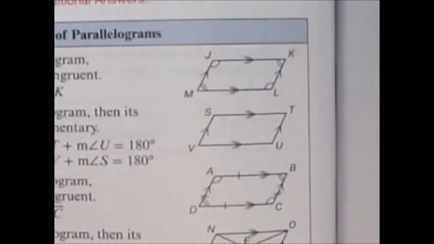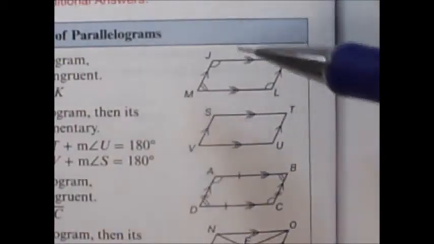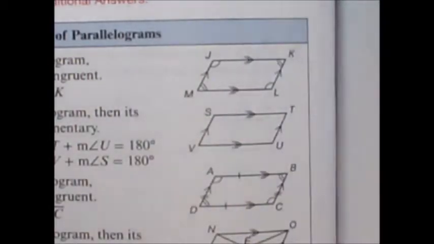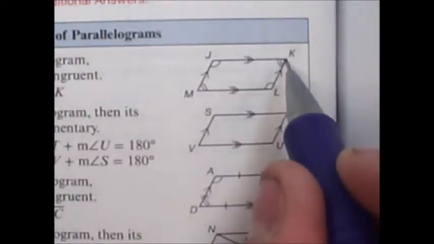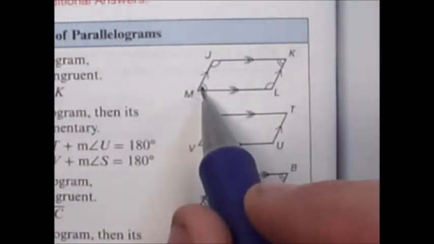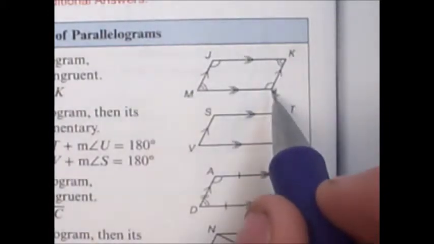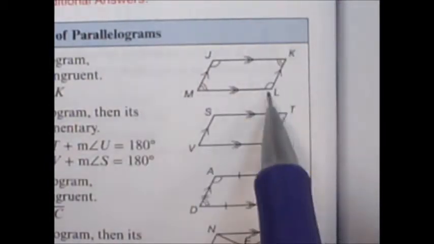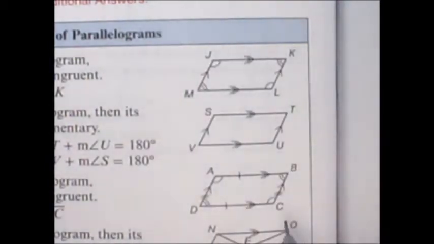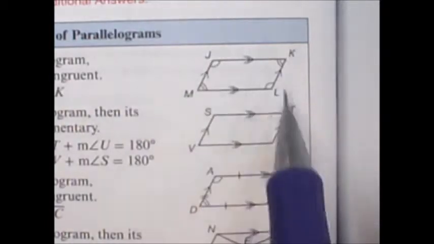Alright, here we go. If a quadrilateral is a parallelogram, then its opposite angles are congruent. So look at opposite angles. M and K are opposite angles. They are on opposite sides of the parallelogram. They are congruent to each other. All parallelograms hold that property. Look at J and L. Those are also congruent. They're again opposite angles.